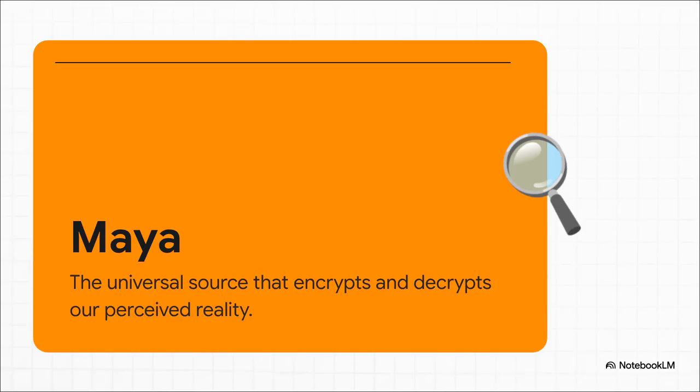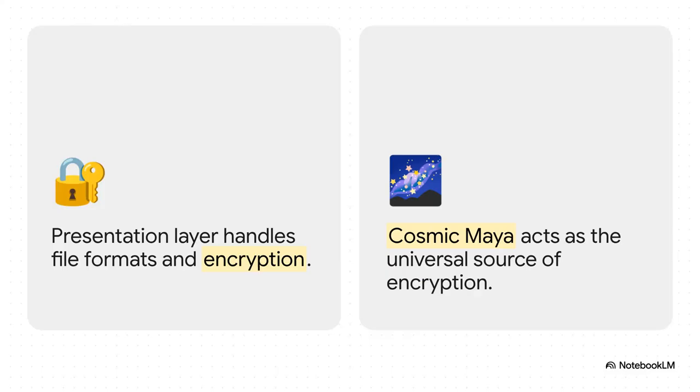Now, before we reach the final application at the very top, the data has to be formatted and encrypted, which introduces the profound spiritual concept of Maya. Layer 6 is the presentation layer. This is where data gets converted into specific file formats. Like, is this going to be a Word file or an Excel file? Crucially, this is also where encryption and decryption happen.